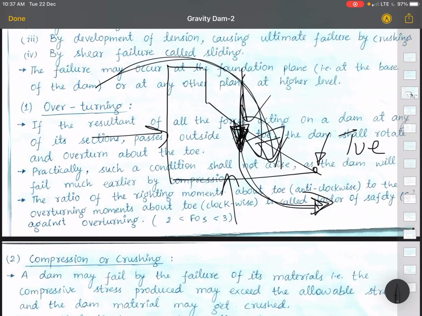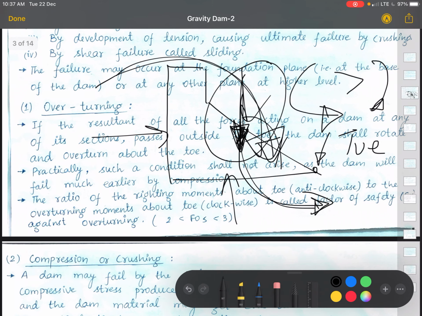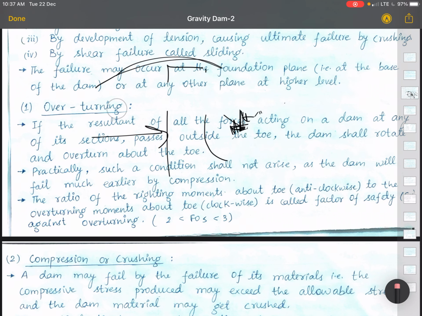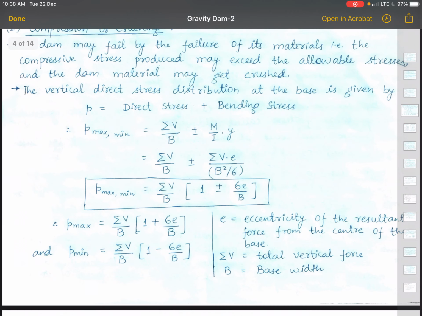So we have to check. Finally, the anti-clockwise moment should be greater than the clockwise moment, then only the dam is safe, else it will fail by compression, not overturning, as I have explained in detail.